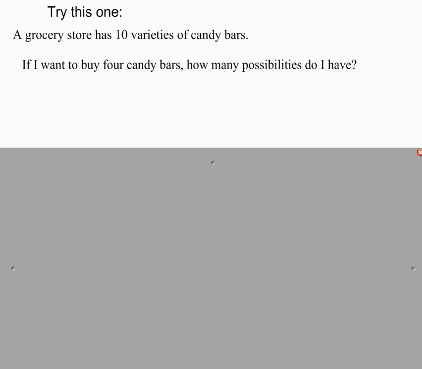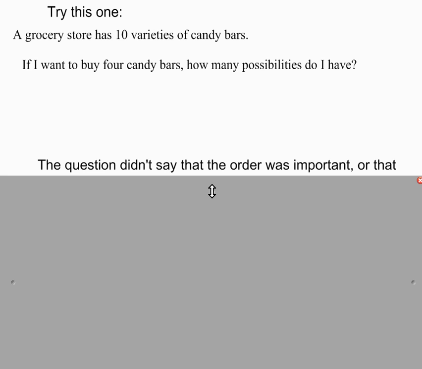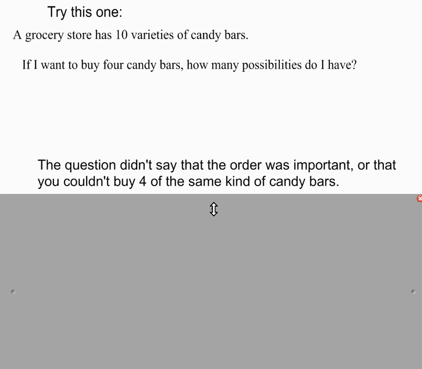Can you try this one? The grocery store has 10 varieties of candy bars. If I want to buy 4 candy bars, how many possibilities do I have? Give this one a try. This one is actually a little bit tricky, because the wording is really important. The question didn't say that the order was important, or that you couldn't buy 4 of the same kind of candy bars.